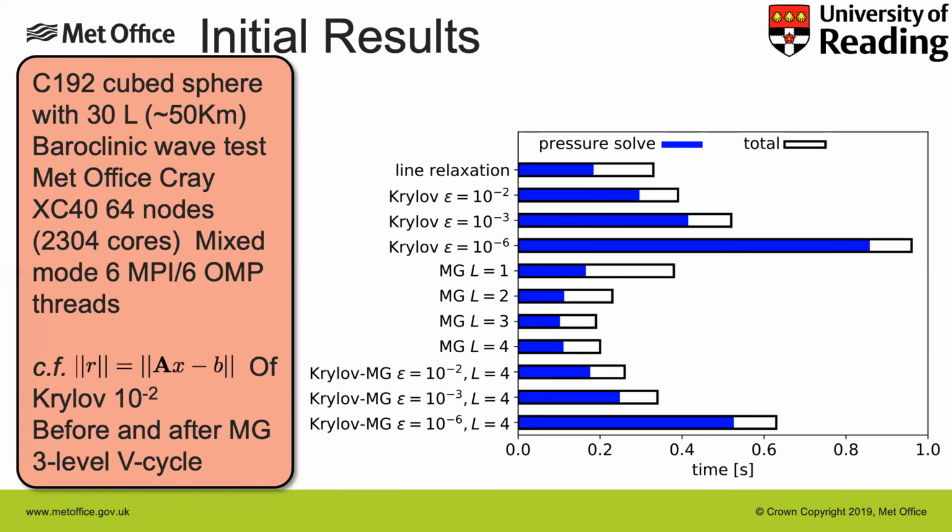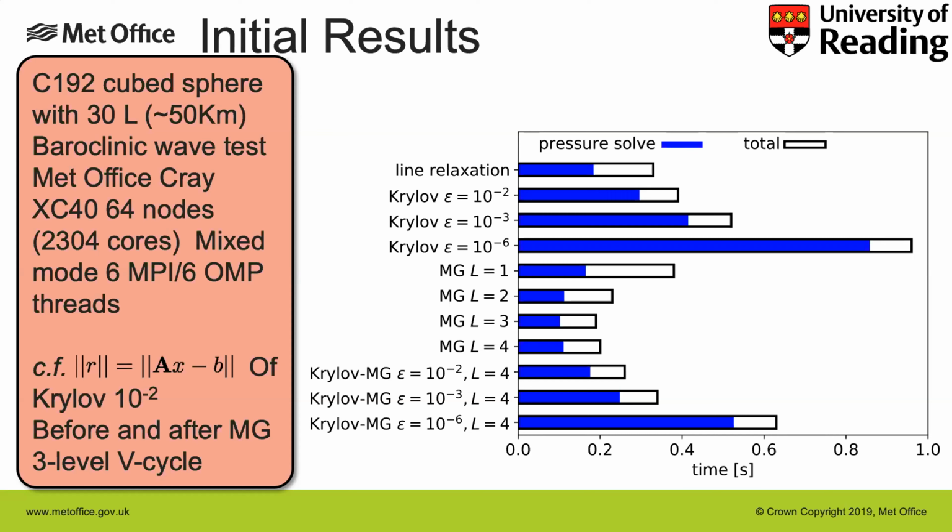So some initial results, looking at a cubed sphere, a C192 with 30 levels. C192 means there are 192 by 192 cells on each panel of the cubed sphere with 30 levels. That gives us roughly 50-kilometer resolution. I'm running something called the baroclinic wave test on the Met Office Cray XC40, running on 64 nodes, so that's up to 2,500 cores. It's mixed mode, both MPI and OpenMP, and all that parallel code is generated by PSyclone.